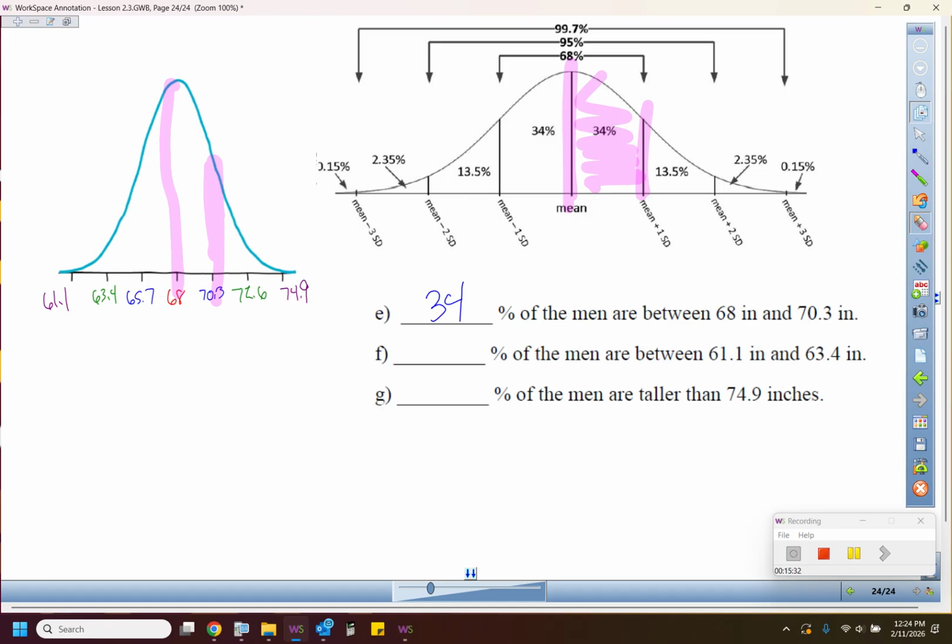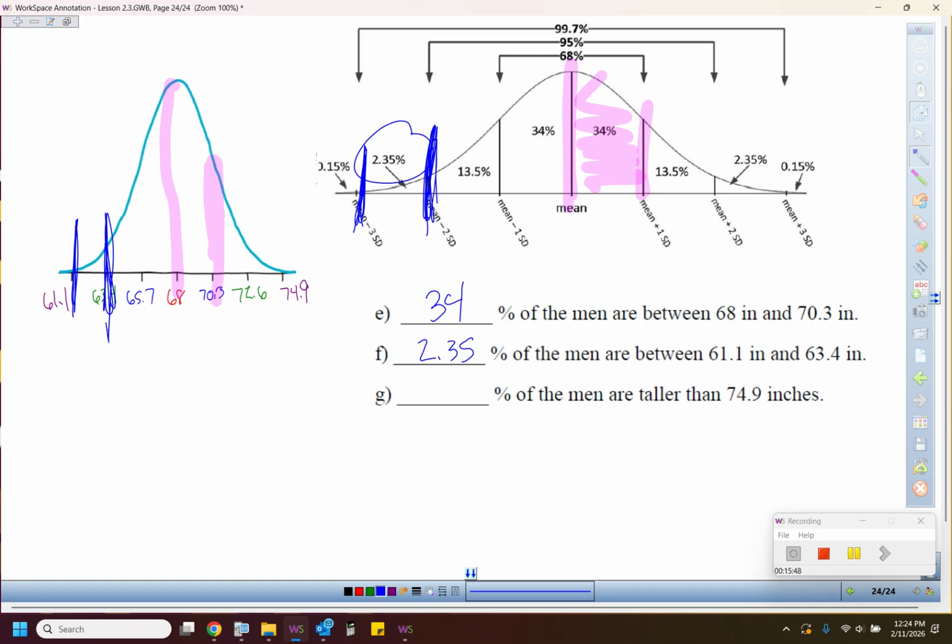Blank % of the men are between 61.1 and 63.4. So that would be between these two right here. So I go to my chart. That's between 3 standard deviations below and 2 standard deviations below. How do you feel about 2.35% on that one?